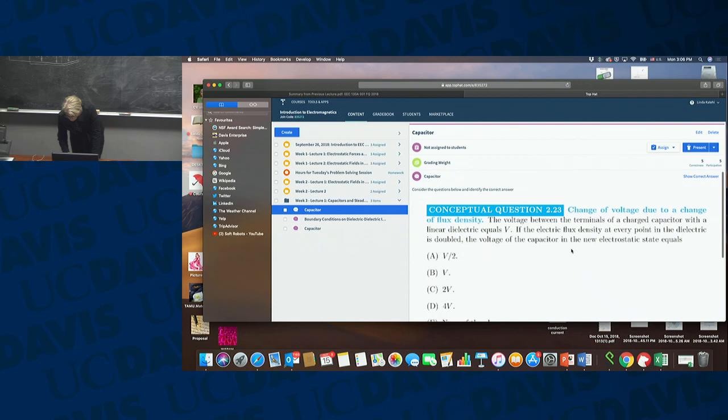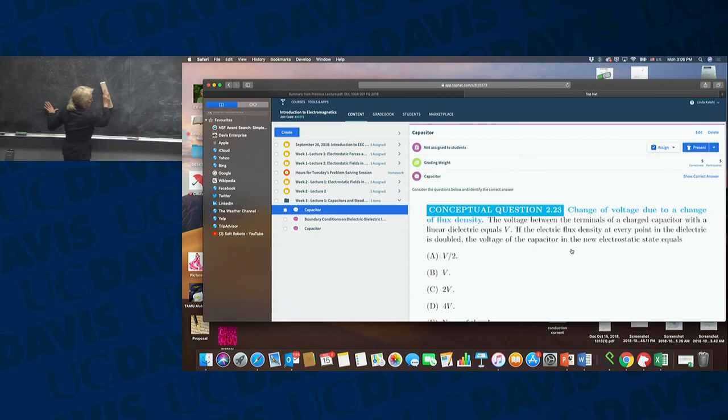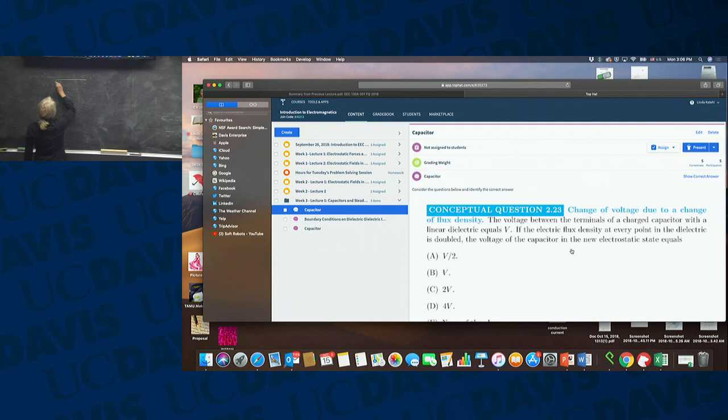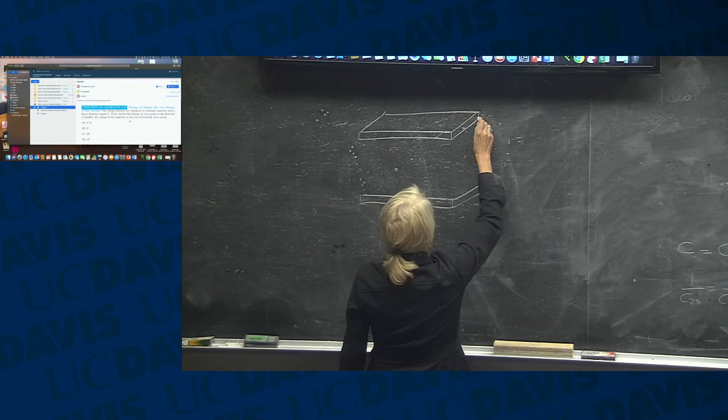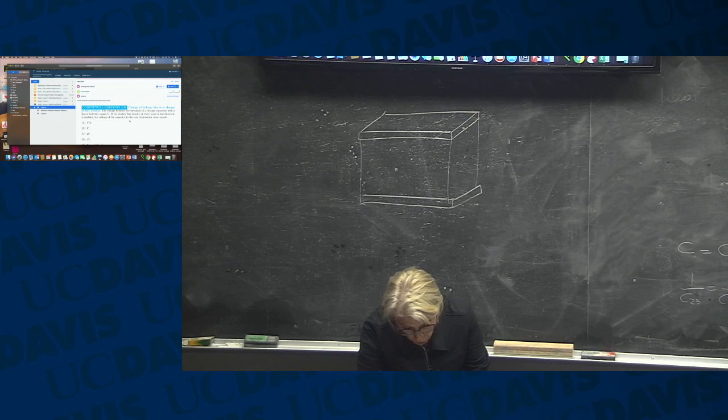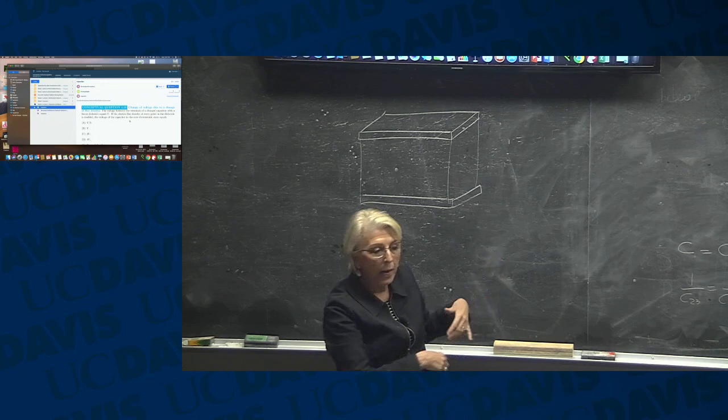All right, here this problem says the following. So I will try to attract your attention to what exactly it says. So we have a capacitor. Okay, a simple capacitor, two parallel plates. I will also paraphrase what it says to explain what it really means. It says the voltage between the terminals of a charged capacitor with a linear dielectric, I'll explain what that means, with the dielectric like the ones we used, all right? It has one scalar parameter, epsilon, to characterize it.